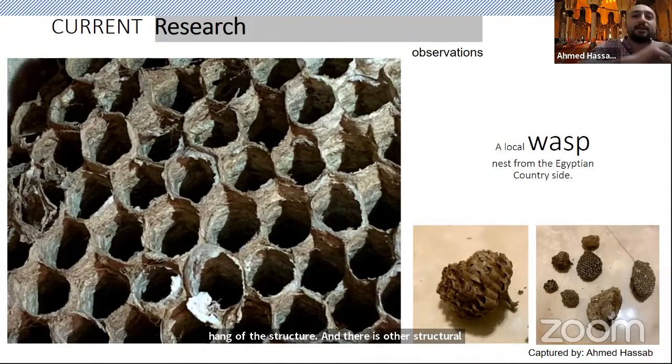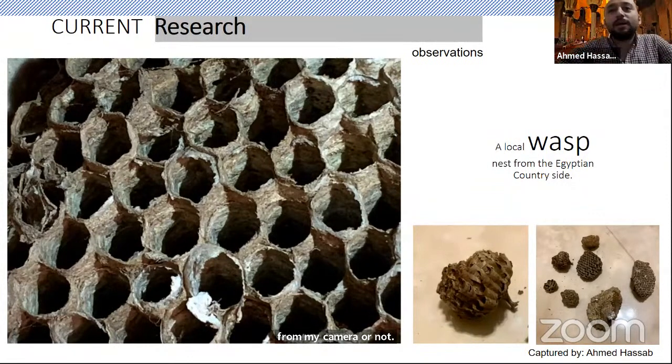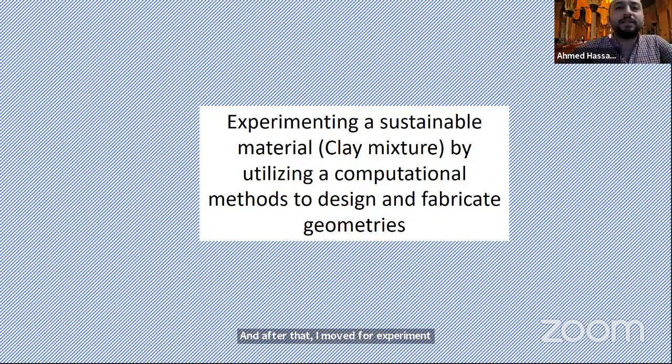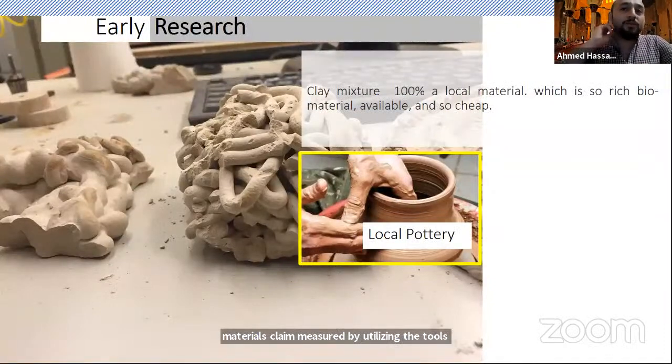And there is another structure found out there. It's a wasp nest. I don't know if you can see it from my camera or not, but it is in my office. And I found it in the Egyptian countryside as well. So I started analyzing the material itself they used, the composition, and the process they used for building this kind of advanced structure from my point of view. And after that, I moved on to experimenting with a sustainable clay mixture by utilizing the tools and the methods.